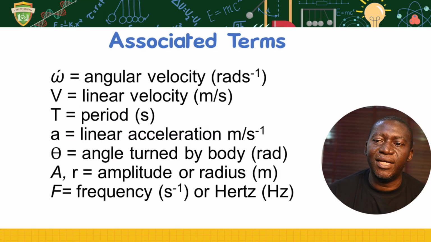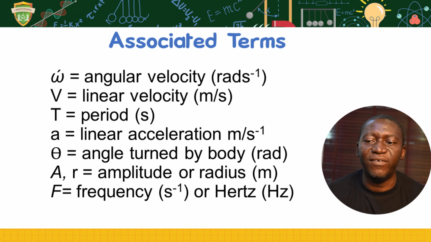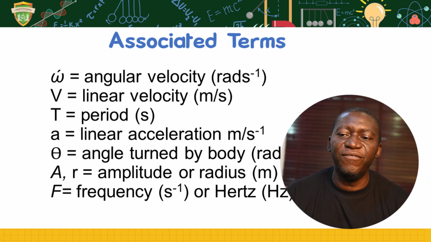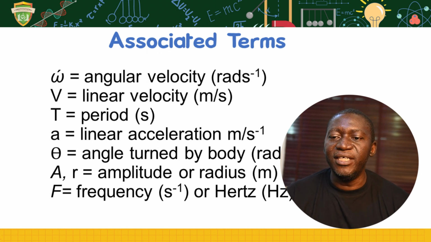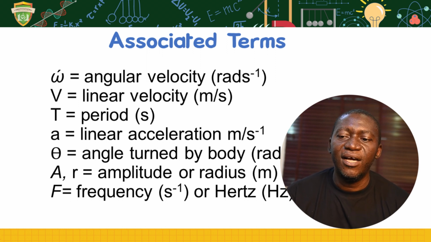Now, let's look at a few formulas that we have in simple harmonic motion. We have your angular velocity, which is the rate of change of displacement with time, and can also be given as 2 pi f. We also have v, which is your linear velocity, which is your angular velocity multiplied by your amplitude. Then we have T, the period of motion, which is given as 2 pi over your angular velocity. And you have your linear acceleration also, which can be given as angular velocity squared multiplied by your amplitude.